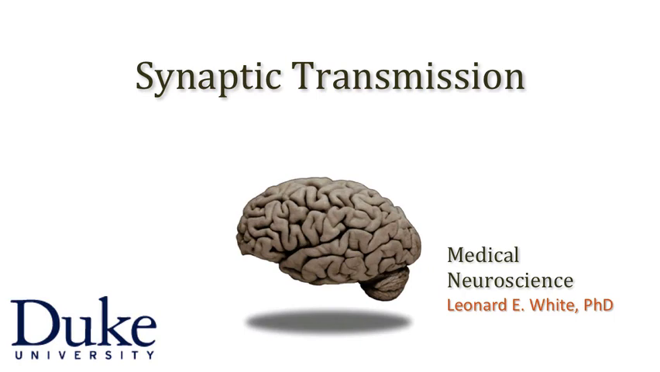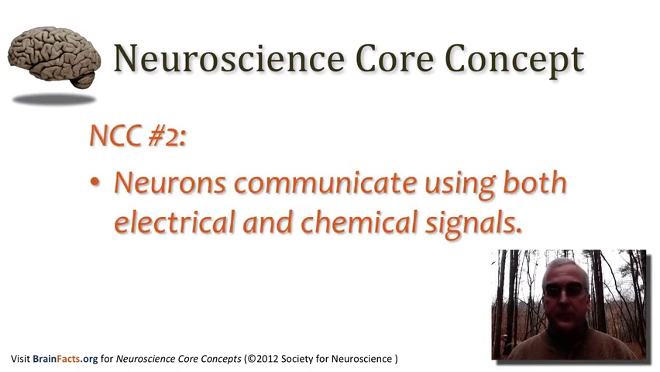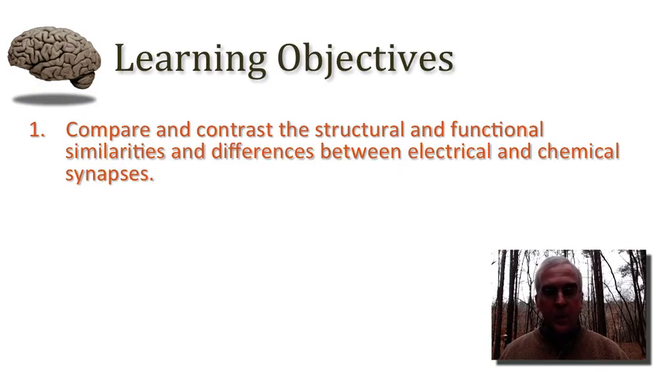Hello, welcome to this tutorial on synaptic transmission. Our core concept is once again that neurons communicate using both electrical and chemical signals. Now that we've discussed the means for generating electrical signals, we're ready to talk about how chemical signals are used in neurotransmission. We have a couple of learning objectives for you today.